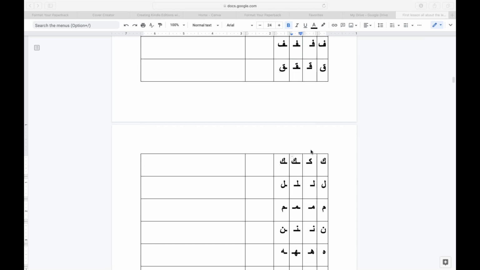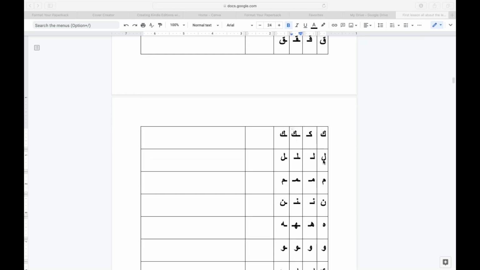Okay, lam, again 4 different shapes. Lam in the beginning, lam in the middle, lam at the end. Meem, 4 different shapes, isolated, at the beginning, in the middle, at the end. Noon, isolated, at the beginning, in the middle, at the end. Ha, this is again a confusing letter for my students, it has totally different looks.